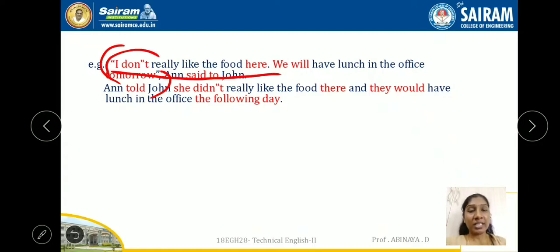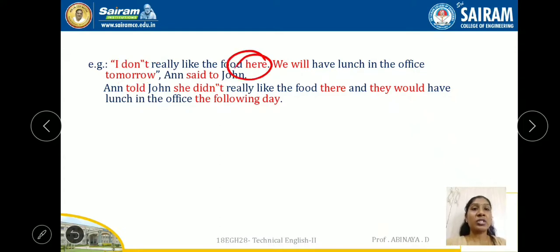First thing, this 'don't', the verb in the reported speech, is in present tense, so you have to change it into past tense. Let's see next: 'here' has to change into 'there', and 'we will', present tense, has to change into past tense, so 'will' has to change as 'would'. And the next, 'have lunch in the office tomorrow' has to change as 'the following day'. These changes we have to do while converting.